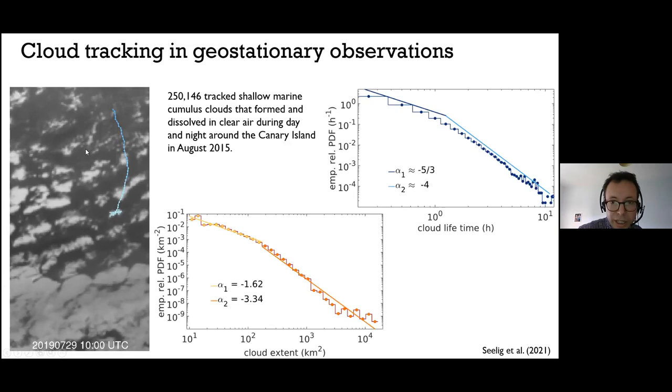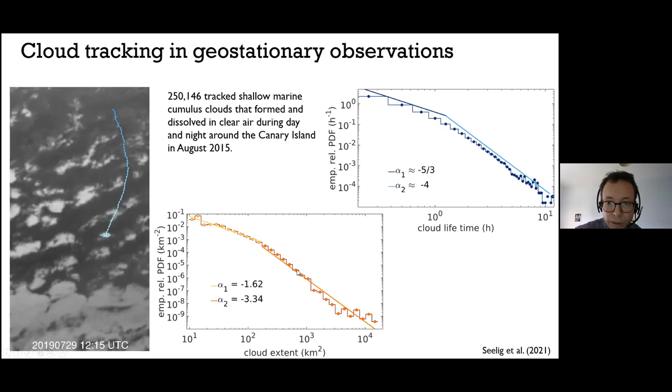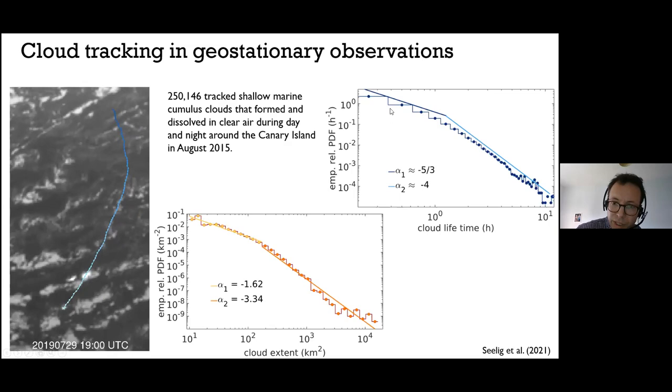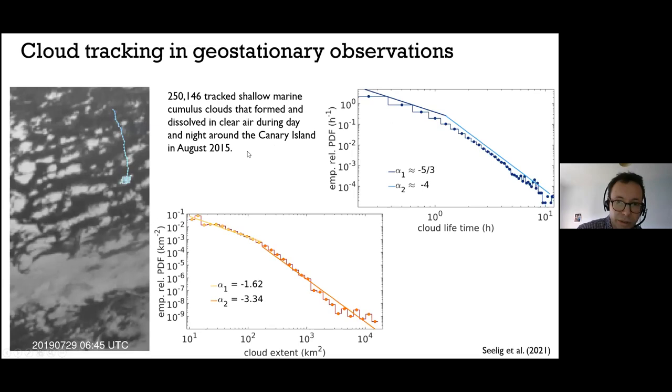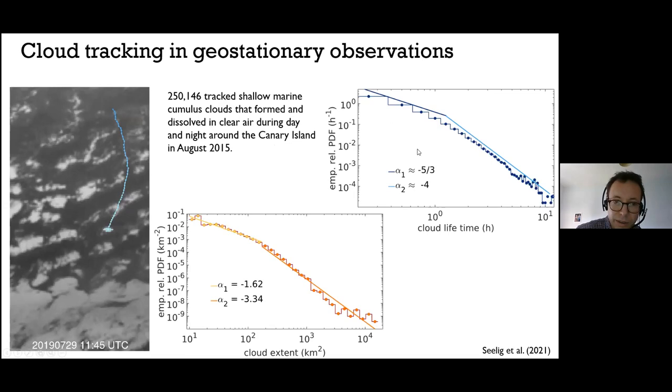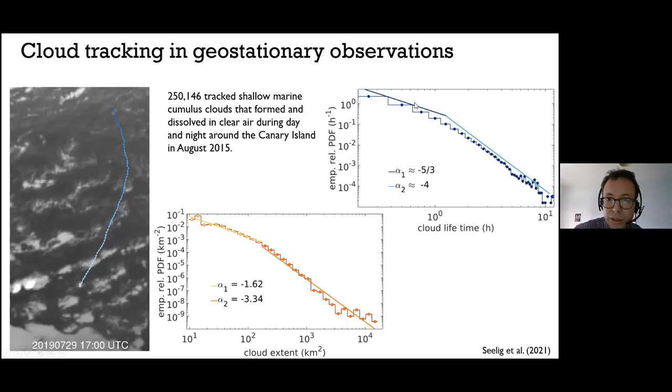And we can basically infer information on the cloud lifetime. And we can see how this cloud lifetime behaves for such a large number of trajectories. So in the end, we had 250,000 trajectories looking at the region around the Canary Islands. The data we used extends over much more than 10 years, 15 years. That's a huge amount of data.